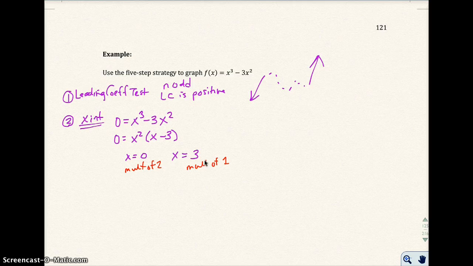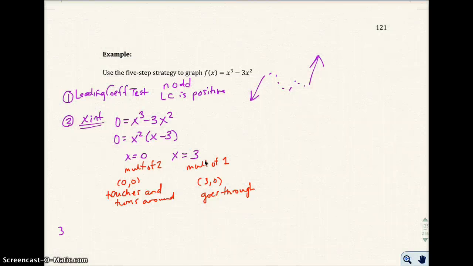Okay, so at this zero, (0, 0), it's going to touch and turn around. And at this zero, since the multiplicity is 1, an odd multiplicity, it's going to go through. So it goes to that zero at (3, 0) and goes through that point.